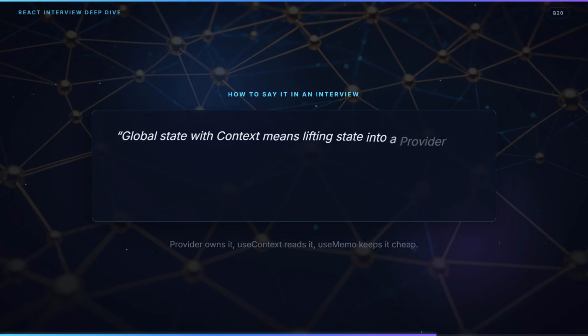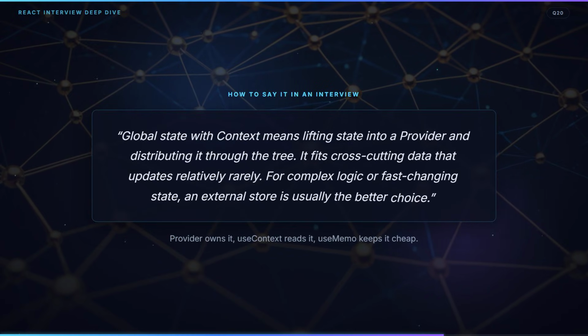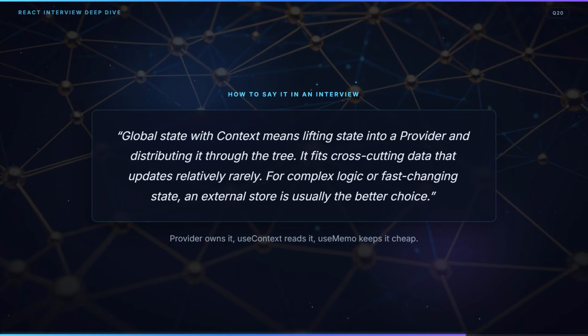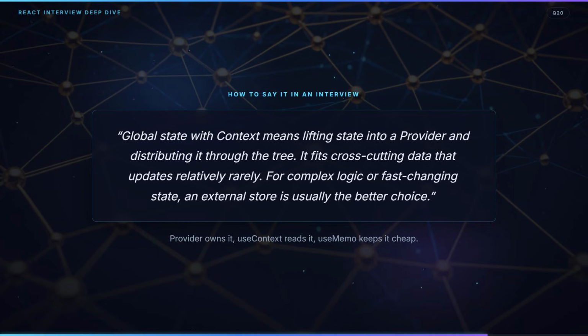Here is the interview-ready answer. Global state with context means lifting state into a provider and distributing it through the tree. It fits cross-cutting data that updates relatively rarely. For complex logic or fast-changing state, an external store is usually the better choice.